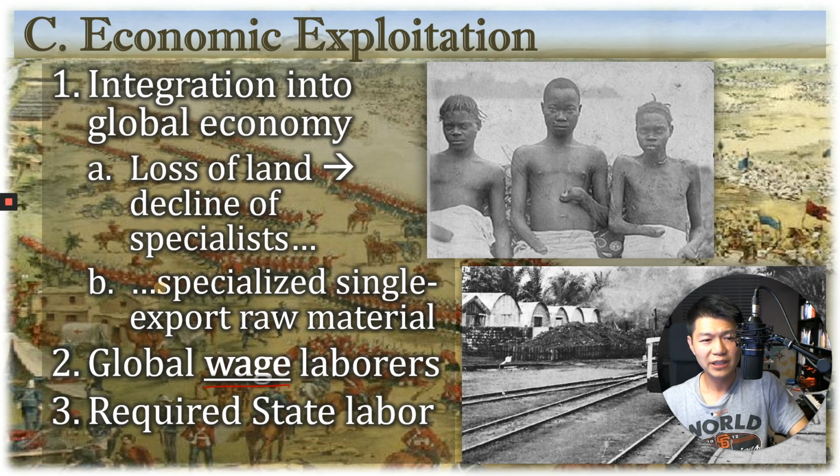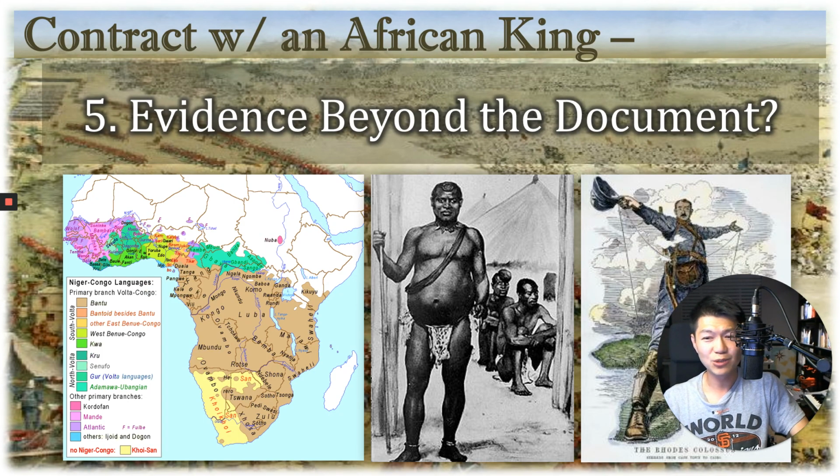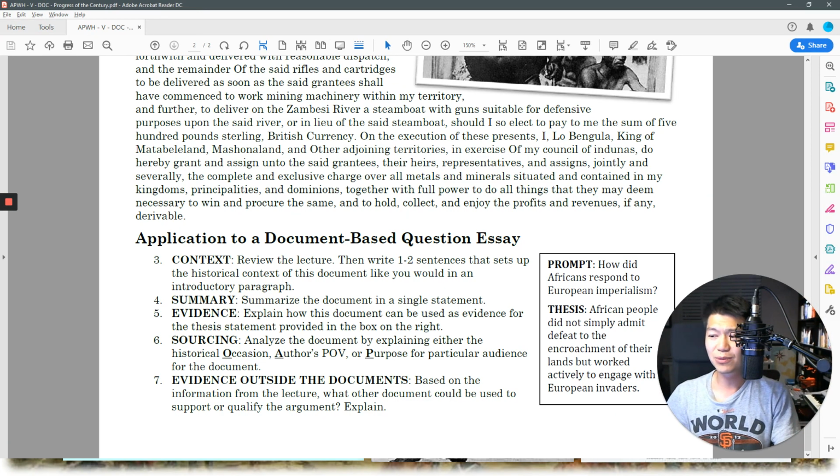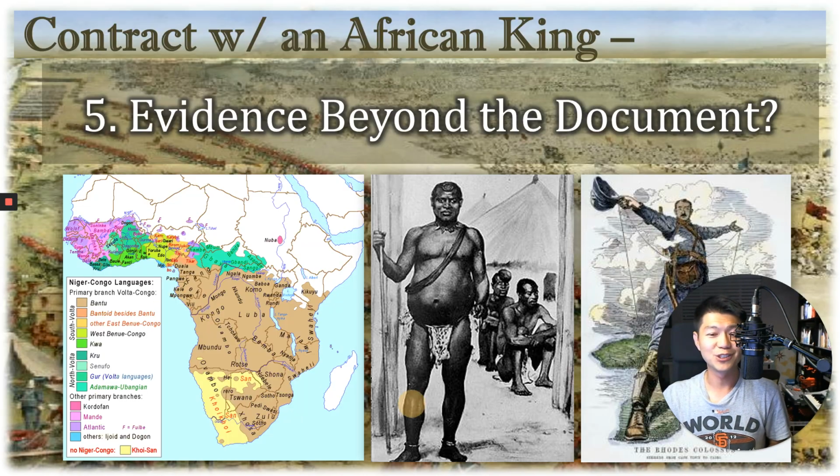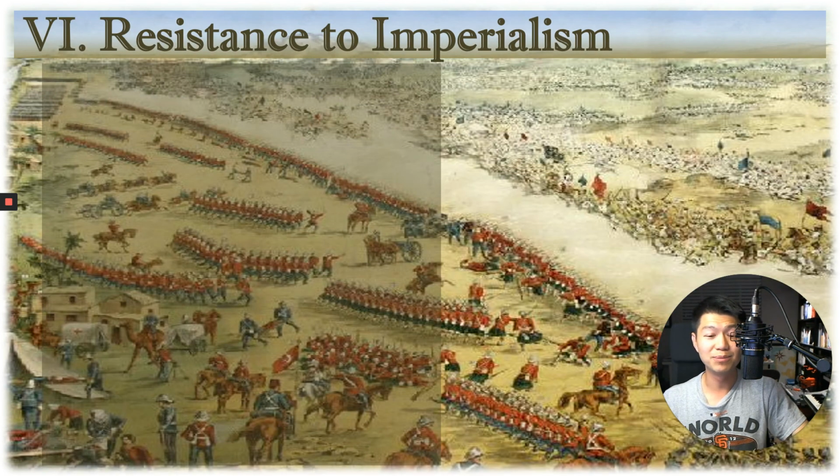So we're going to take a look at what should be the last question here regarding evidence beyond the document. The last few things we're going to examine in this lecture, you can go ahead and actually view in question 7 here, evidence beyond the document. So where do we find evidence beyond the document for a prompt like this here? We'll get to it in this last part of the lecture. Okay, so with that, let's examine some evidence of resistance to imperialism.